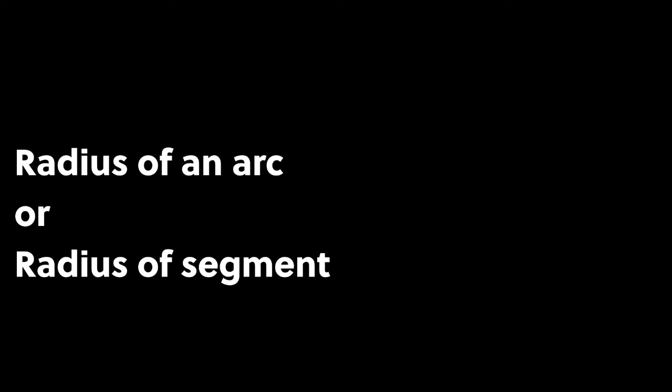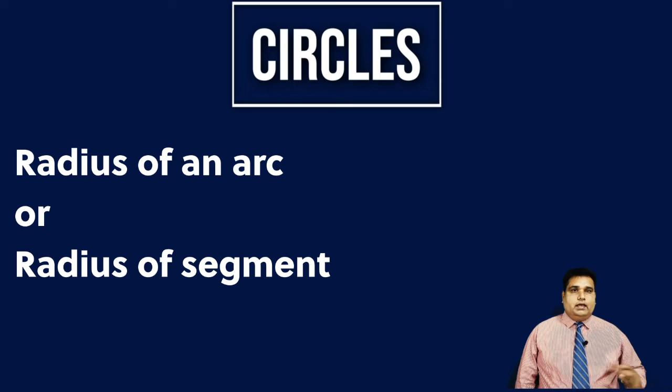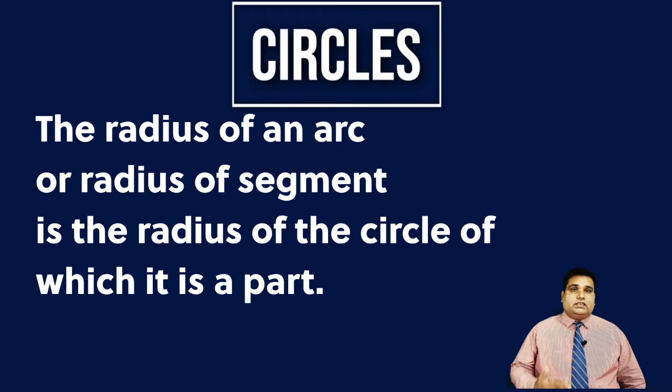Then we have the radius of an arc. What do we mean by the radius of an arc? The radius of an arc or segment is the radius of the circle of which it is a part. Whatever part it is, the radius of an arc is the radius of that circle of which it is a part.